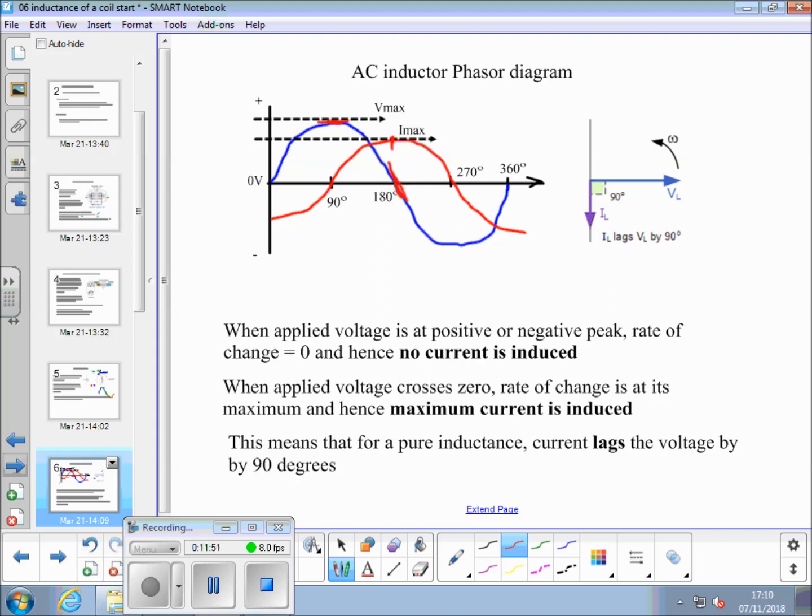Yeah? So we can express that when the applied voltage is a positive or negative peak, the rate of change of current is nothing, hence no current induced. When the applied voltage crosses zero, rate of change is maximum, hence the maximum current is induced. This means for a pure inductance, current lags the voltage by 90 degrees. So here's our voltage phasor, there in red, and there's the current phasor, 90 degrees negative. It's behind or after voltage in time, because these are angles here, but that can also be time in seconds, and the current peaks 90 degrees after the voltage. It lags it. Yeah?